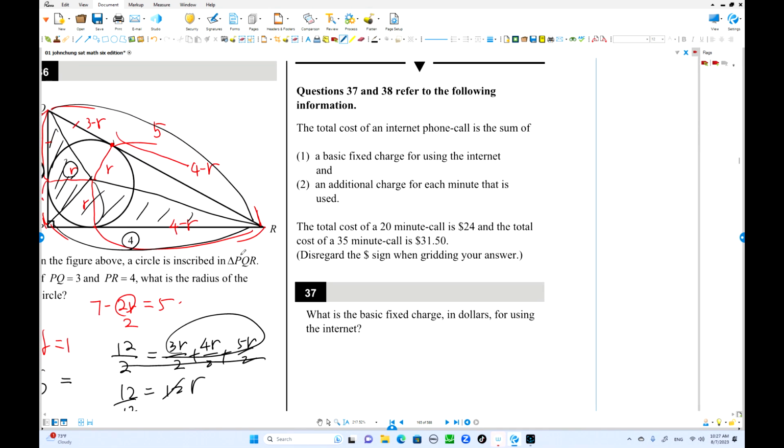Right, number 37. The total cost of an internet phone call is the sum of a basic fixed charge, this is the one time. I'm going to call this A. This is a fixed one. That is not the rate. The next one is the rate, each minute. So it comes with a number of minutes. This is B dollars, but this one has minutes. That is the rate.